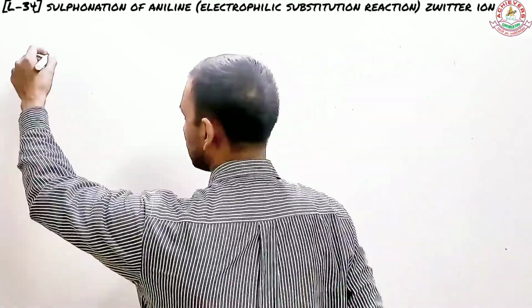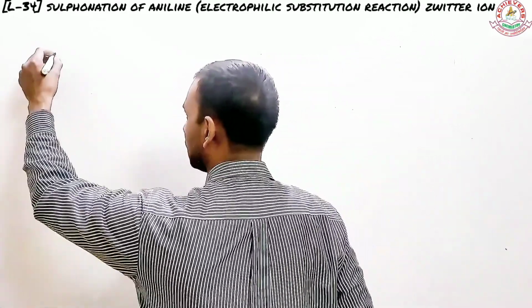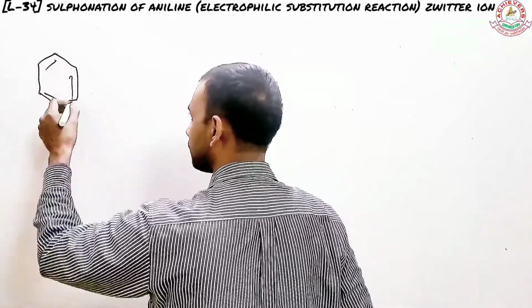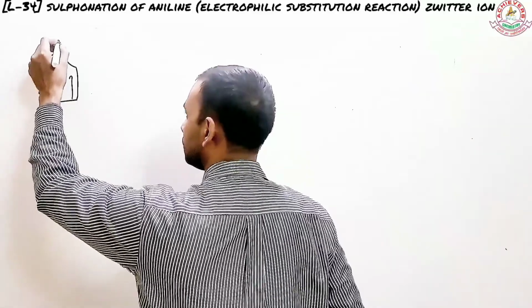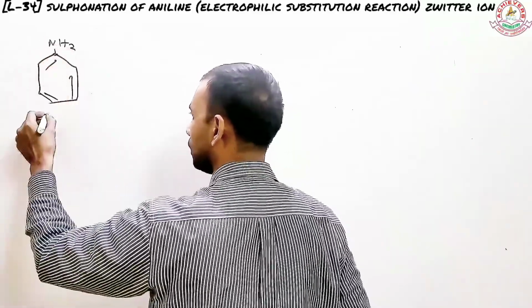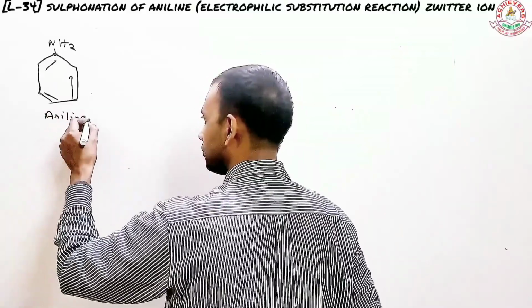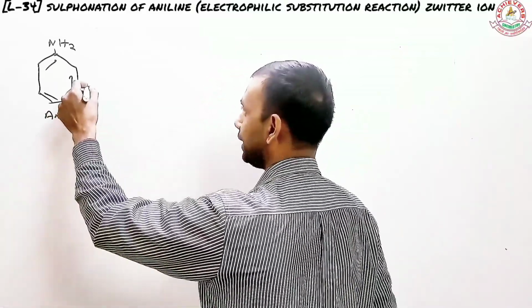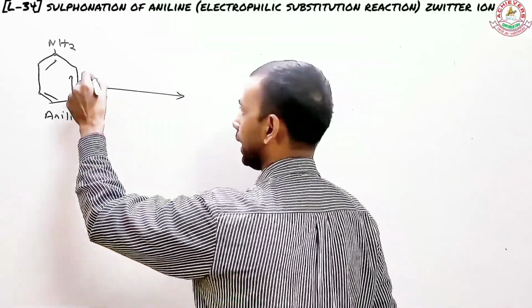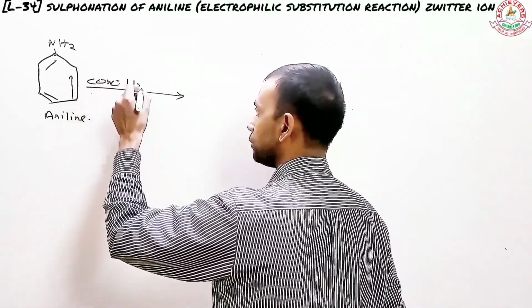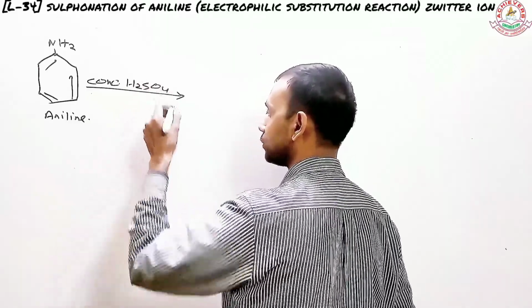Like I said, what I'm doing here is converting this aniline. This is your benzene here, and this benzene has an amino group, and that's why it's called aniline. So this is your aniline. This aniline reacts with concentrated H2SO4.